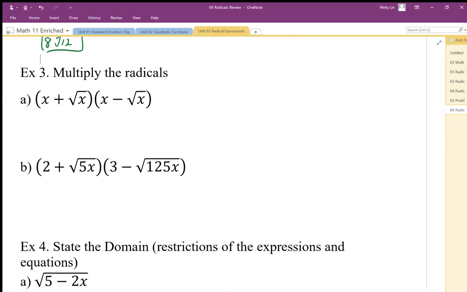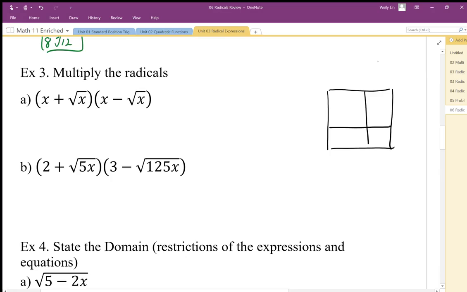Okay, so here are some binomial radicals. So we need to make sure that we understand how to multiply out our binomial radicals. Okay, again, our model for multiplication is area.